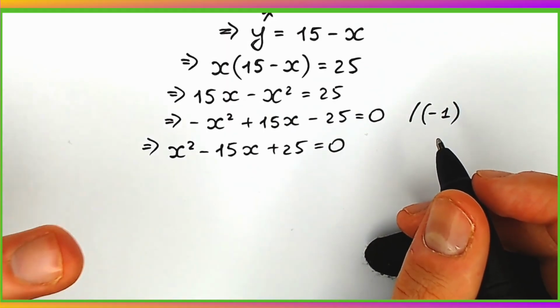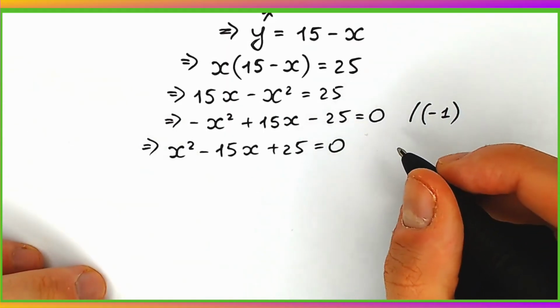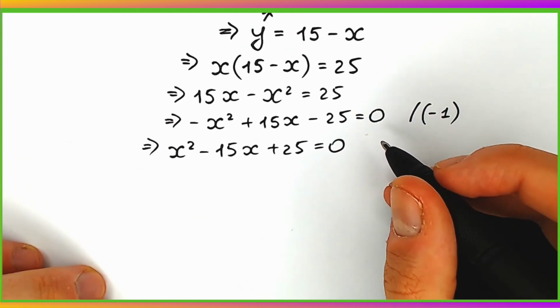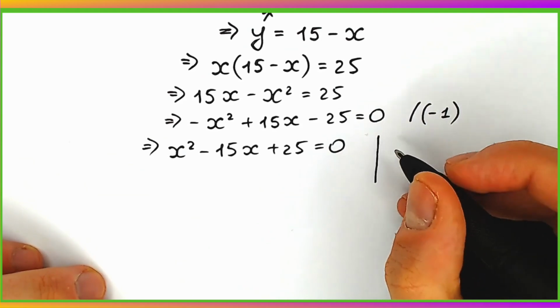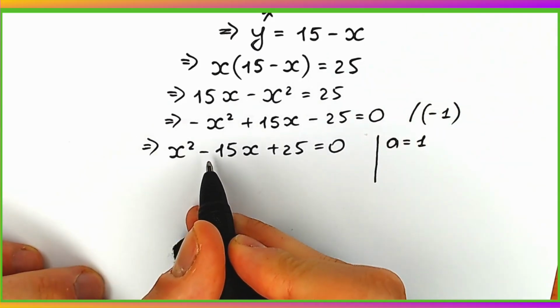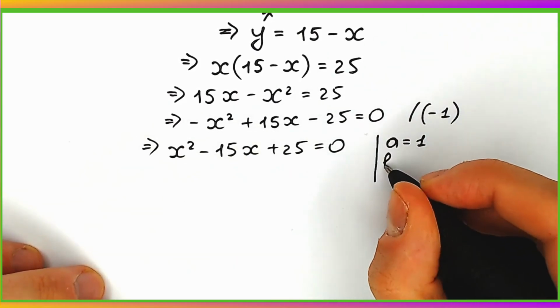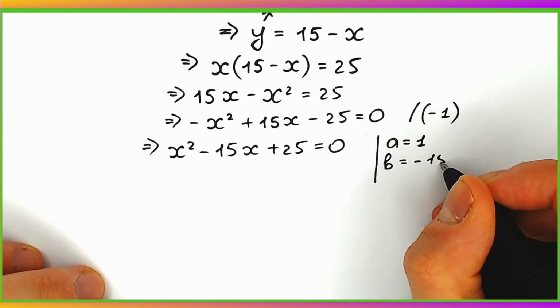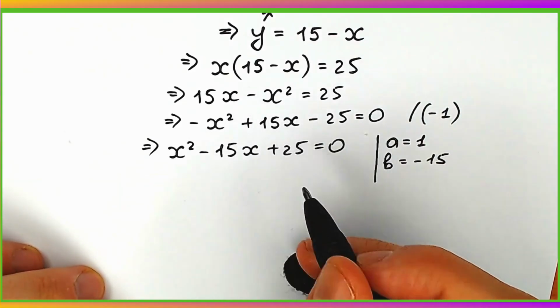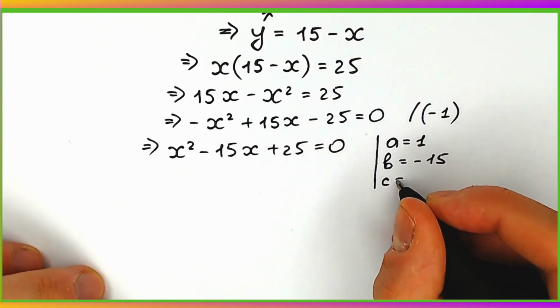There are a lot of methods, but I'm going to choose this one because maybe a lot of students here may be learning mathematics, so I'm going to use the basic method of coefficients. So a equals 1, the first coefficient; the second coefficient is minus 15, so b equals minus 15; and the third coefficient c equals 25.